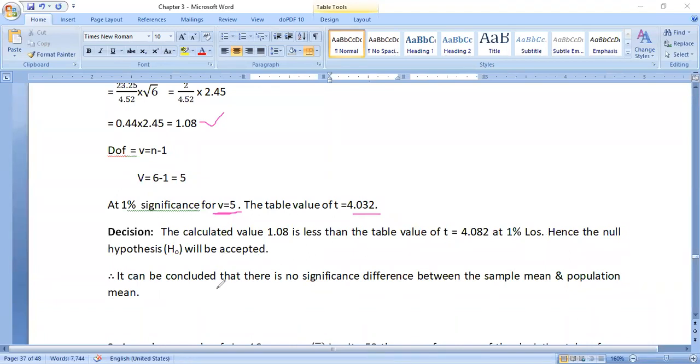In this way, we have to write. It can be concluded that there is no significant difference between the sample mean and the population mean. Okay, in this way, we will calculate the values.